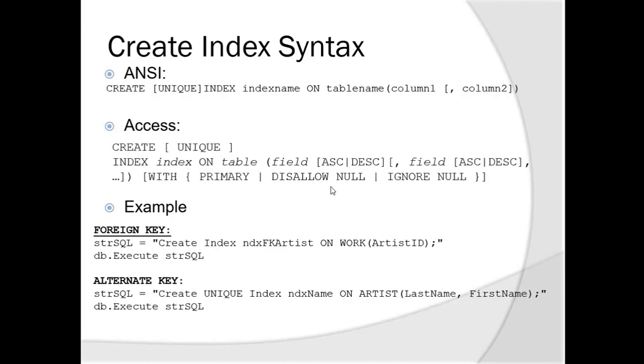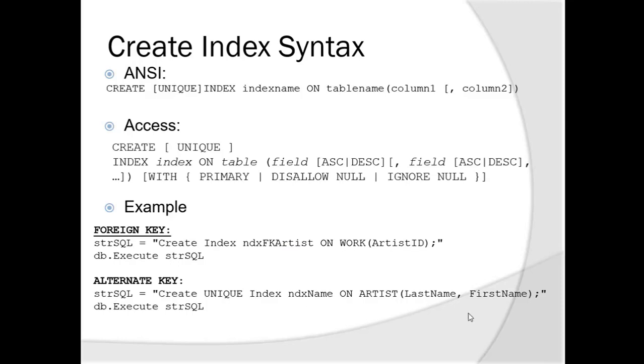With Access SQL, it's pretty much the same, but you have the option to indicate whether you want the field to be ascending or descending. Here's some examples of SQL I created for our work and artist table. I created an index because it's a foreign key. On the work table, artist ID. Now you get to make this name up, and you can use this name later when you want to drop an index, which we'll get to in a minute. But the work table, artist ID, I indexed it so it could have faster joins between artist and work.